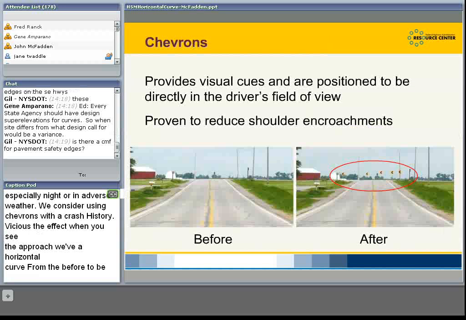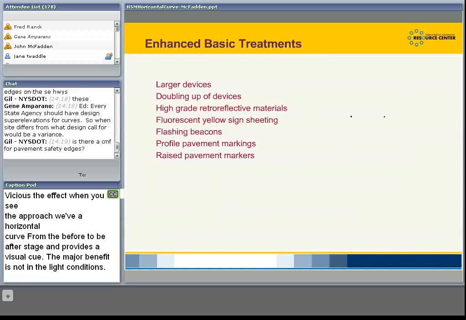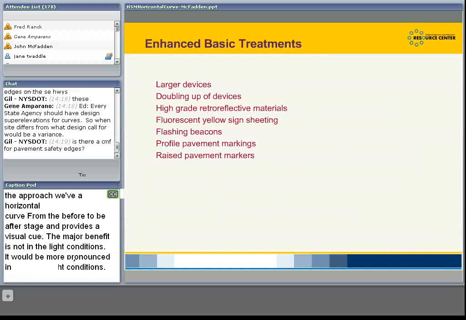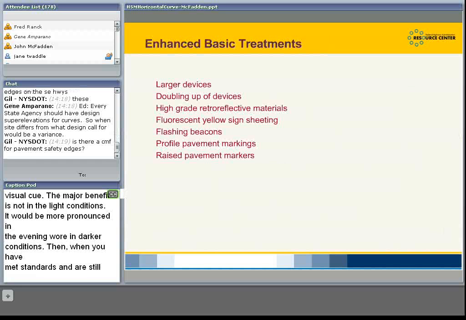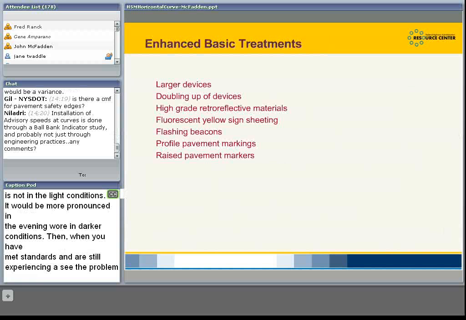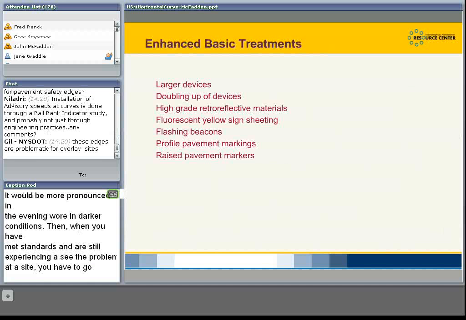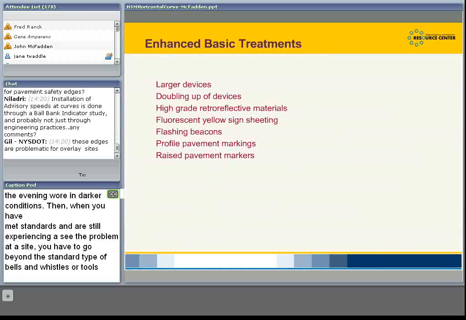Delineators are another treatment that help show curve alignment through retroreflectivity, mostly at night or under adverse weather. We use them on the outside or both sides of the road, and also consider chevrons when you have a crash history. This slide illustrates the visual effect that these chevrons can help with at the approach to a horizontal curve, from the before to the after stage at this site.